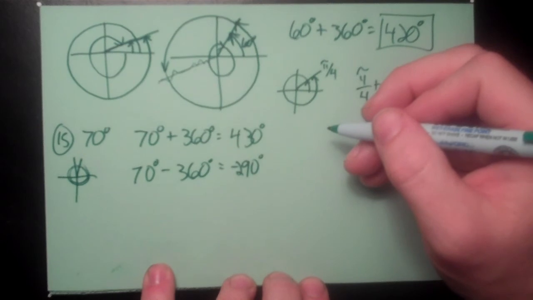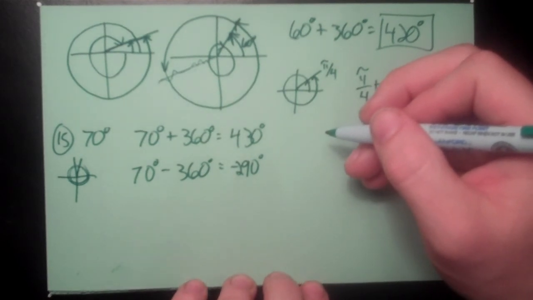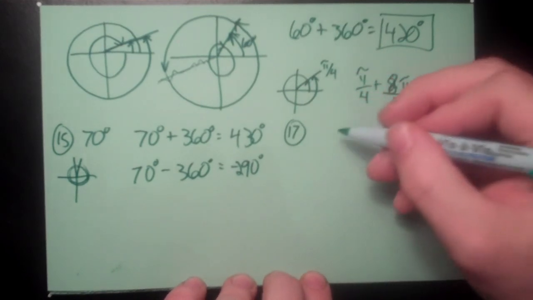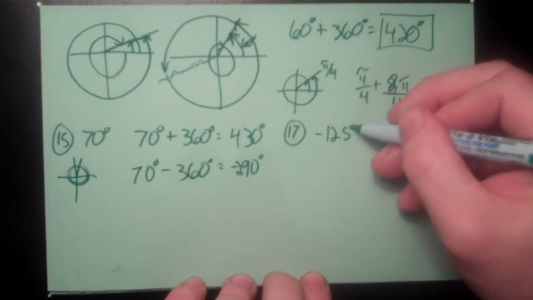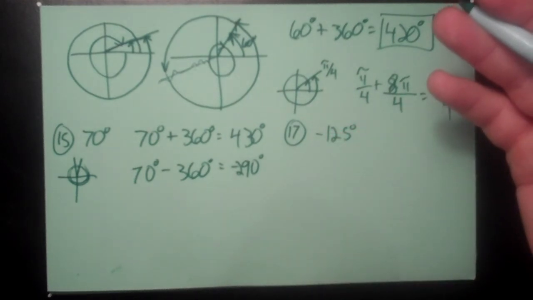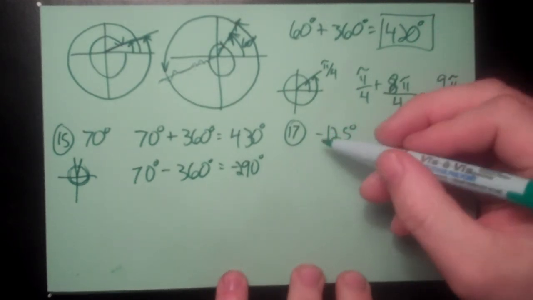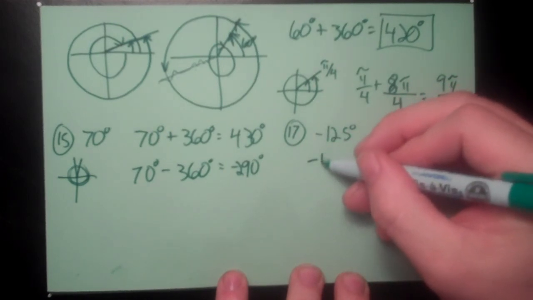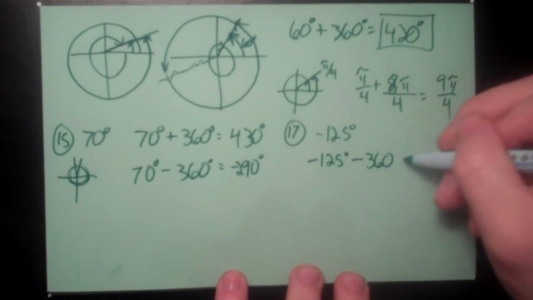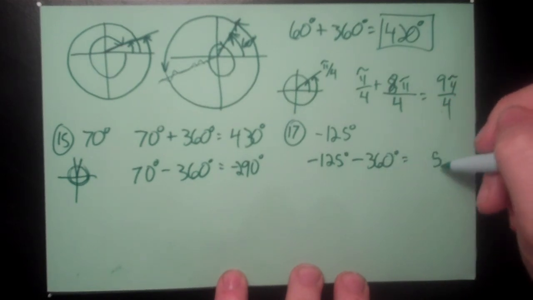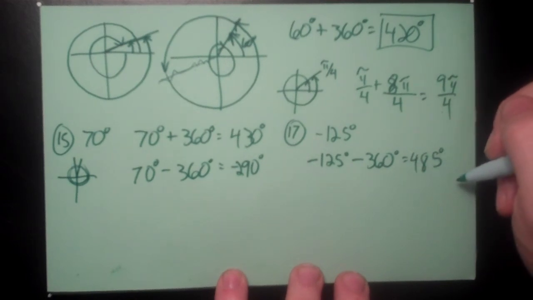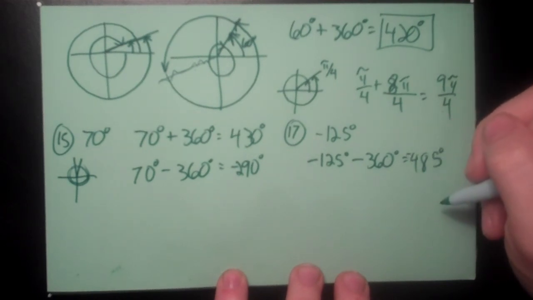Let's try another problem here. Number 17. Negative 125 degrees. Again, they want to find a positive and a negative angle that are coterminal with negative 125. Well, since negative 125 is already negative, let's take negative 125 and we'll subtract 360. It's going to be negative 485 degrees.